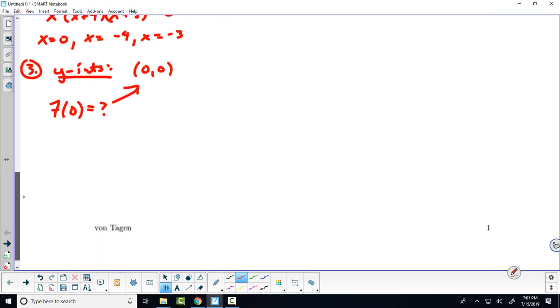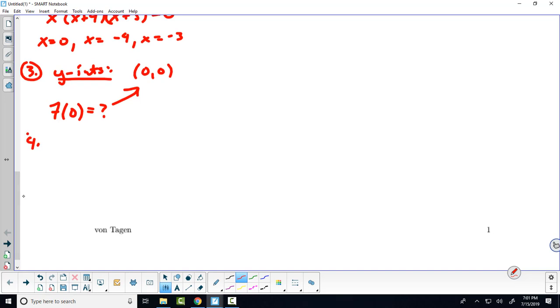Now we want to go looking for vertical asymptotes and holes. Where are the vertical asymptotes and holes of this function? Yeah, there aren't any. How come?